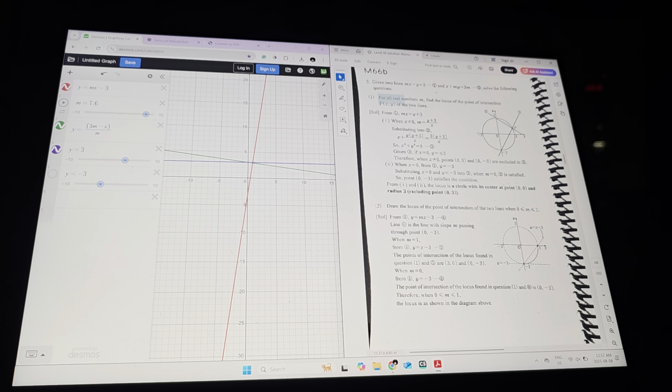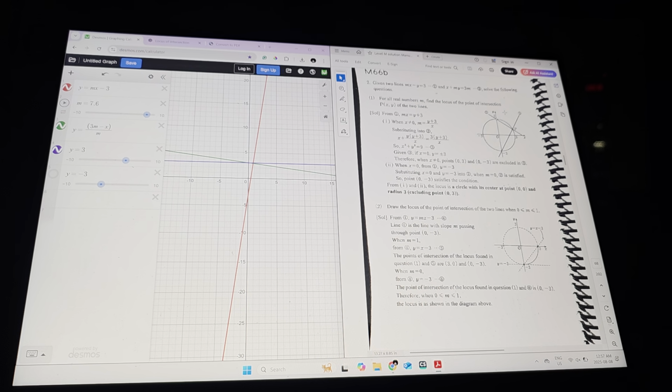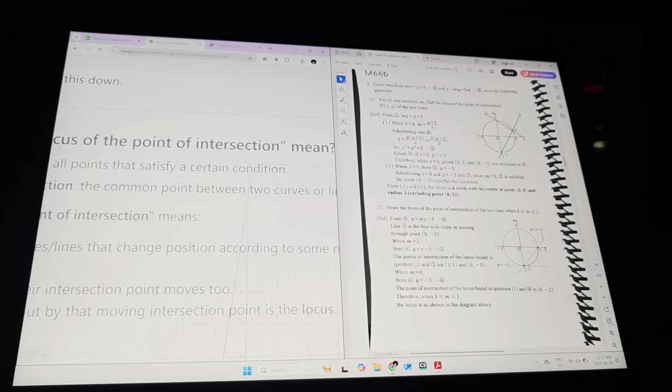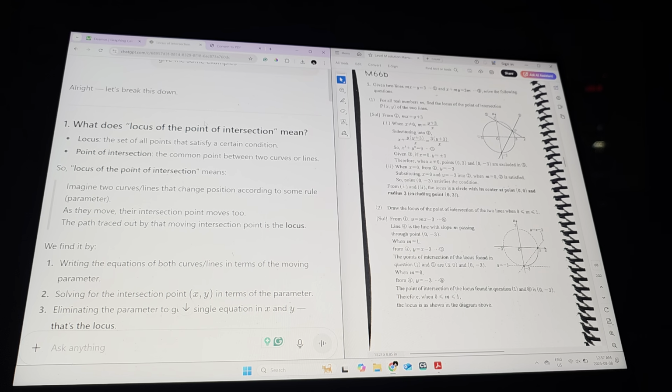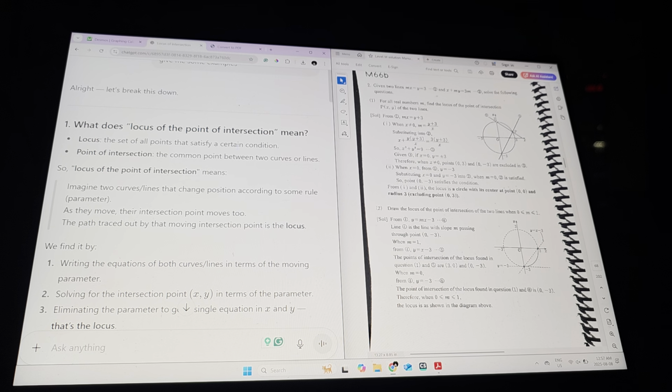This might be pretty confusing. First of all, we have to understand what locus means, right? What's the meaning of locus? So I ran it through ChatGPT. I think this is a better explanation than me explaining it. So what does the locus of a point of intersection mean? The set of all points that satisfy a certain condition.